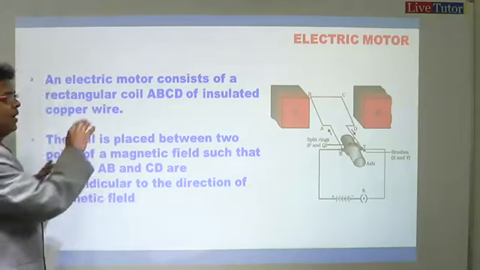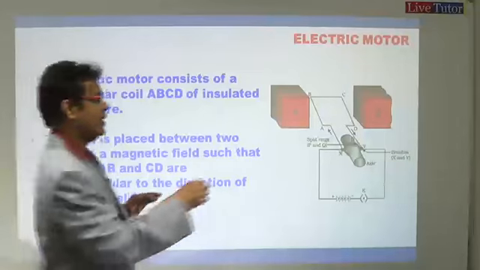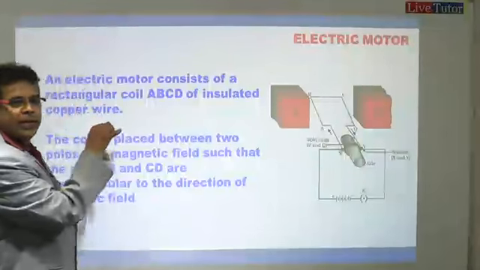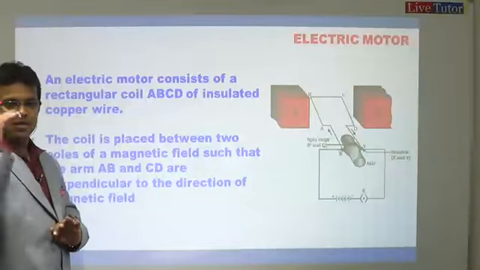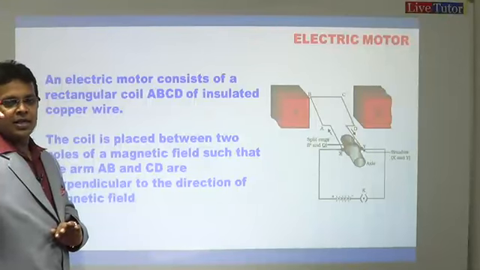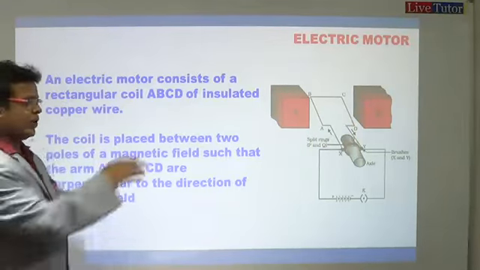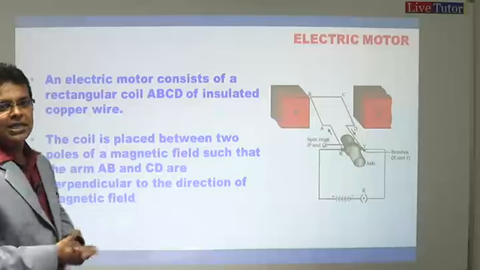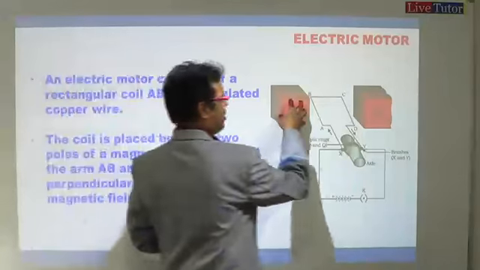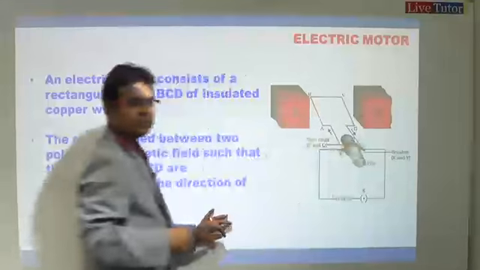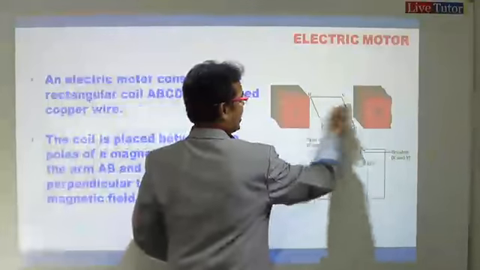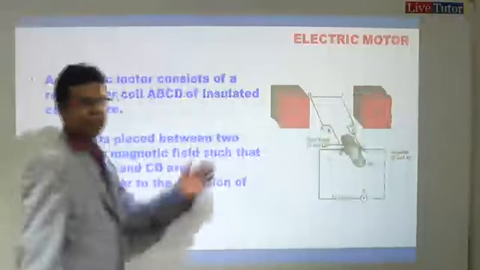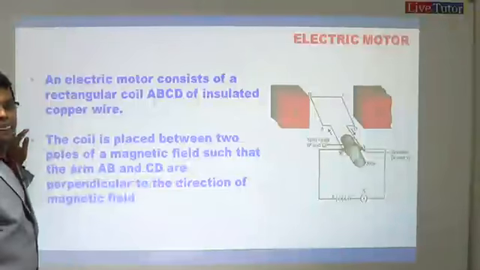Now it consists of a rectangular coil, which we name A, B, C, D. Before going deep into this topic, keep Fleming's left hand rule ready in your mind, because we are going to apply it here. Now this coil is placed between the two poles of a magnetic field. How is the magnetic field created? By powerful magnets, north and south pole, so that between them a magnetic field is created. The magnetic lines start from north, and from here to here, the field will be uniform.